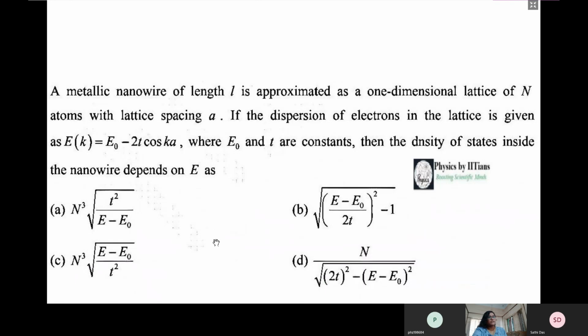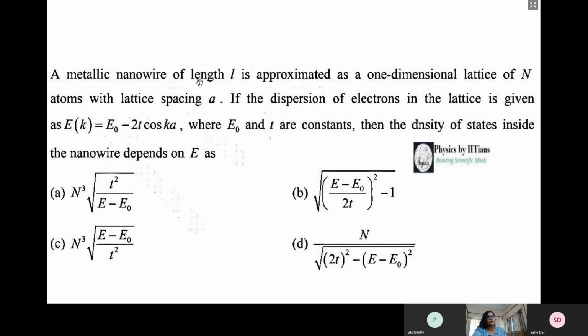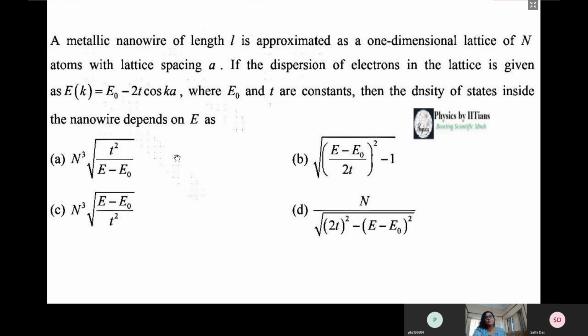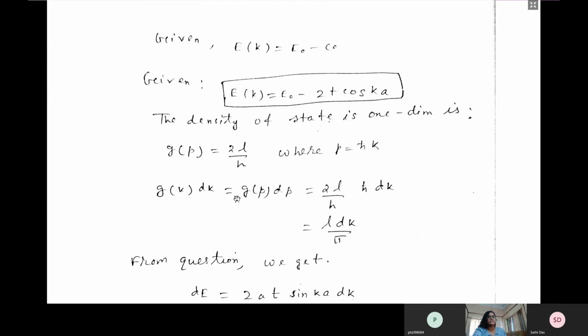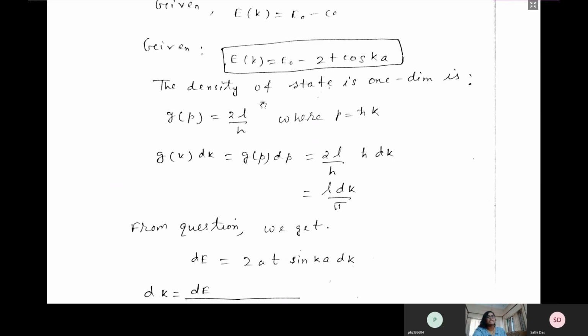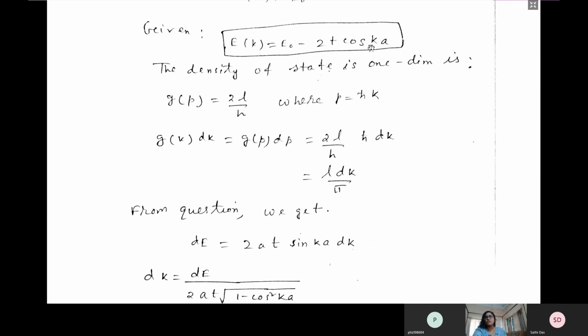Okay, so here is another question: a metallic nanowire of length L. Nanowire means one dimension. So in the one dimension case, it is approximated as a one dimensional lattice of n atoms with lattice spacing a. If the dispersion of electrons in the lattice is E(k) equals E naught minus 2t cos ka, where E naught and t are constants, what will be the dependency of the density of states inside the nanowire on E, or what will be the density of states for this nanowire? So first you will apply the density of states formula for the one dimensional case, and given the dispersion relation E(k) as E naught minus 2t cos ka.